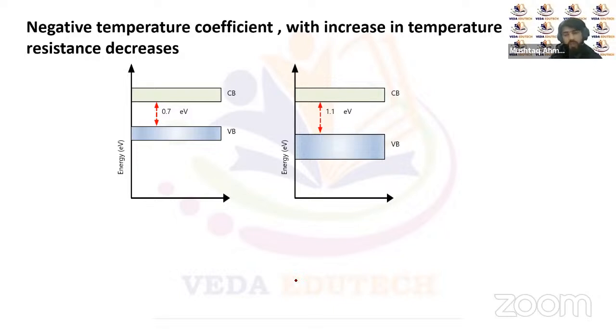Now we have drawn two different band gaps for two different elements. There is a band gap of 1.1 electron volt. This is for silicon. The energy band gap for silicon is 1.1 electron volt, and the energy band gap for germanium, another semiconductor, is Eg equal to 0.7 electron volt.